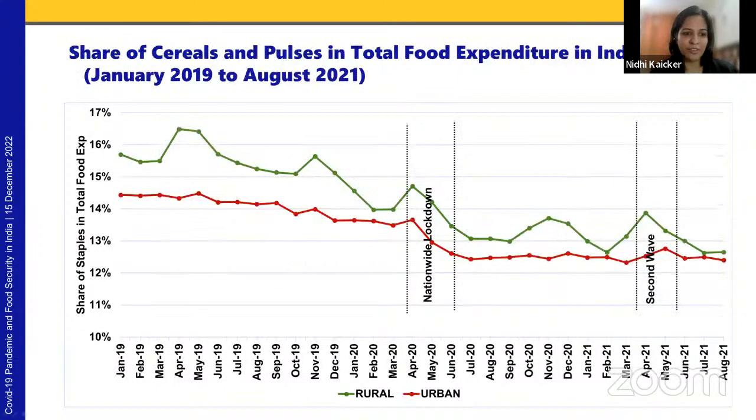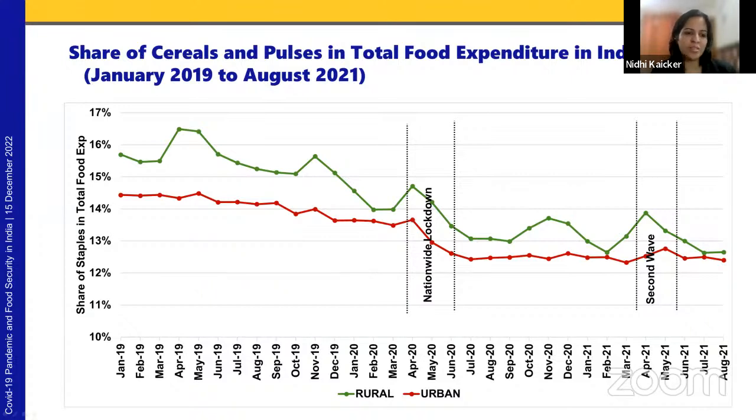The final graph, before we formally start with the objectives, is the share of cereals and pulses, which we call staples, in total food expenditure. Again, it's for the same period for rural and urban disaggregated. And we see the general trend is that of declining share of food expenditure on staples. And this is consistent with the extant literature on dietary transition and dietary diversification.